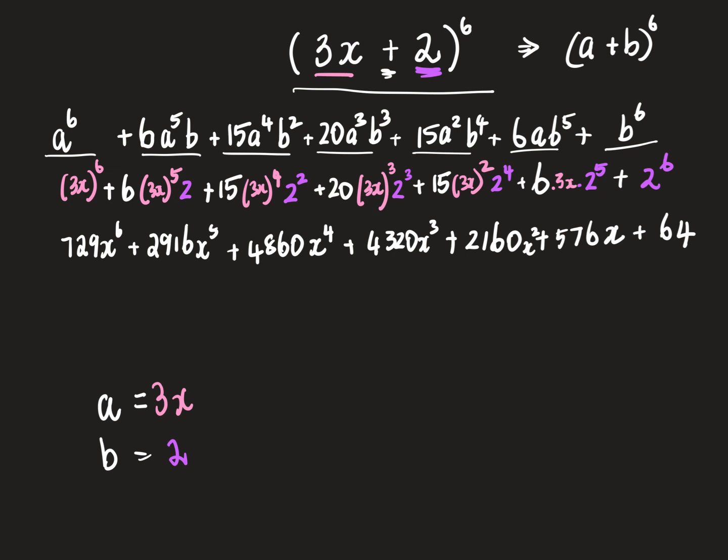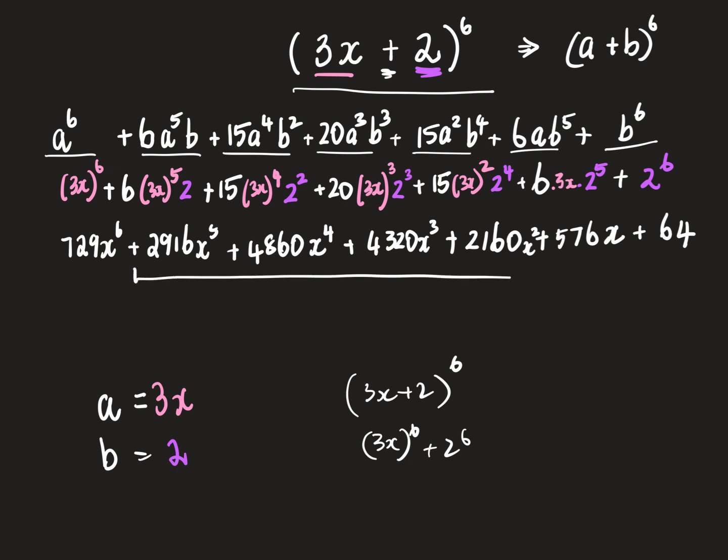Okay, so that is the expansion of that expression that we started with. Can you see how wrong it is to say (3x + 2) to the power of 6 is equal to, well, (3x) to the power of 6 plus 2 to the power of 6? Absolutely wrong. If we did that, we would be missing out all of this content here.